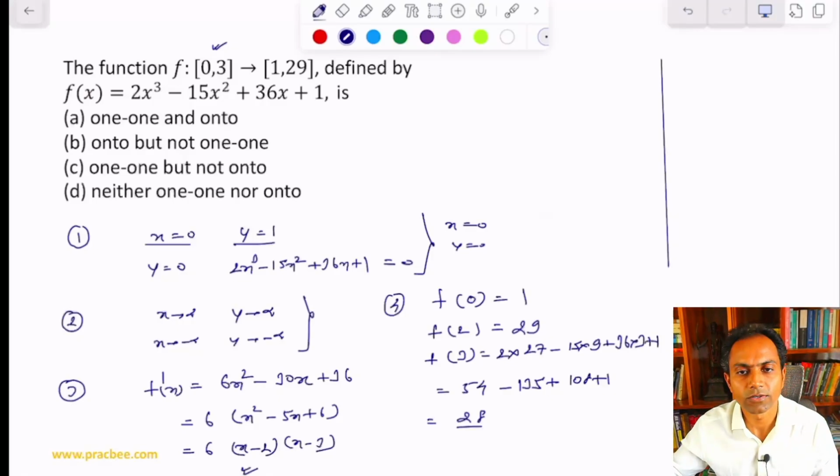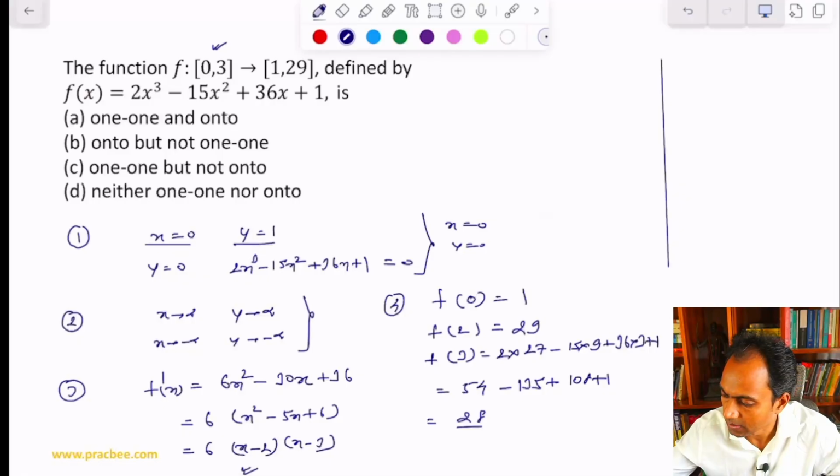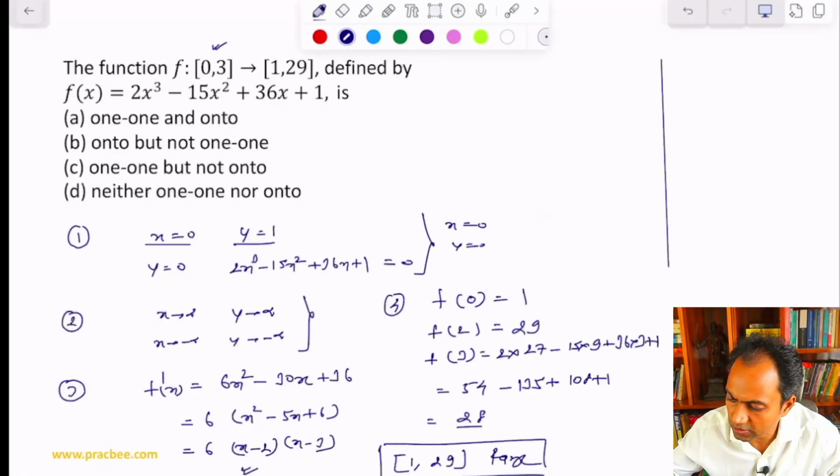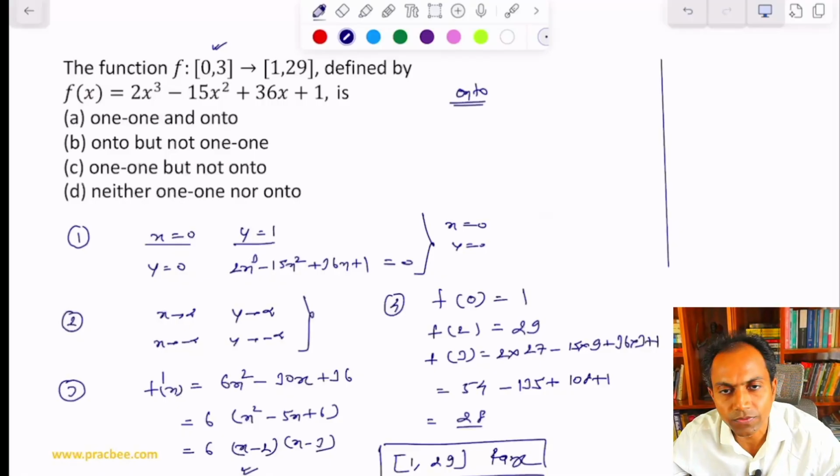Now once you have understood this, even if you draw the graph or don't draw the graph, you understand that the maximum value in this interval is 29 and the minimum value is 1. So this becomes the range. Since the range is equal to the codomain, this will become an onto function. Now in order to figure out the one-one part, let us draw the graph.